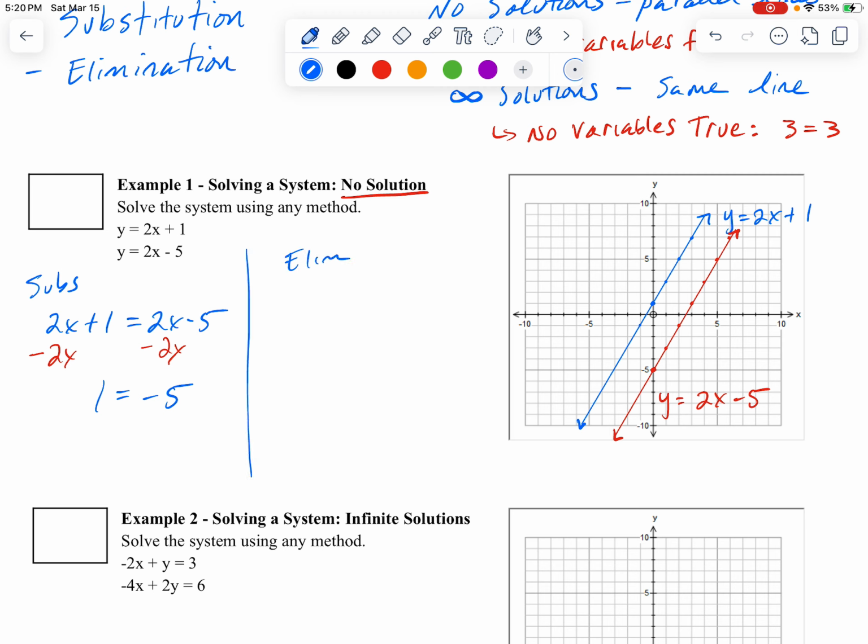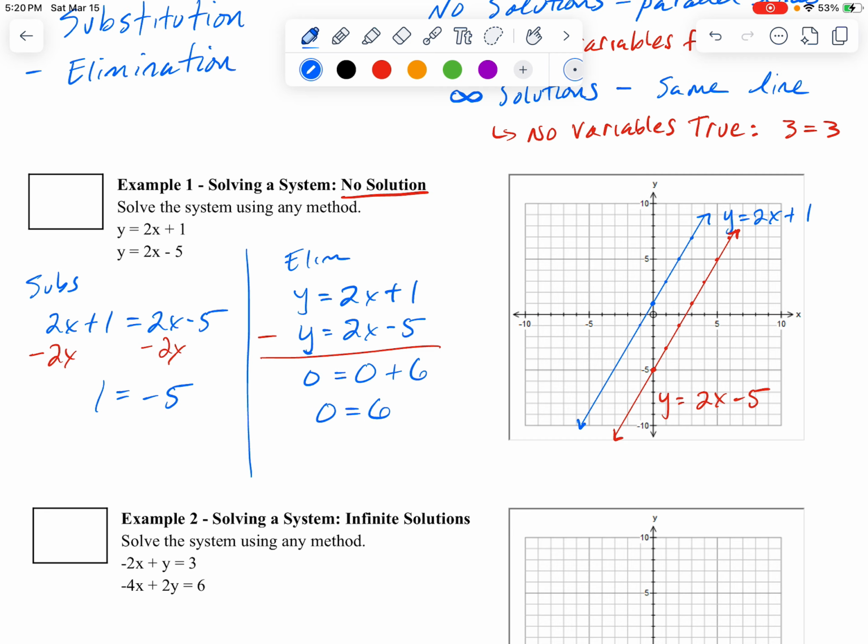If we used elimination, this one's going to work out pretty nicely as well. I should have done that on the other side so I could just use the equations there instead of rewriting. That's okay. Y equals 2x plus 1. Y equals 2x minus 5. And I would just subtract. Y minus y is 0. 2x minus 2x is 0. 1 minus negative 5 would be 6. So we end up with 0 equals 6. And again, it's a false statement. All my variables went away.